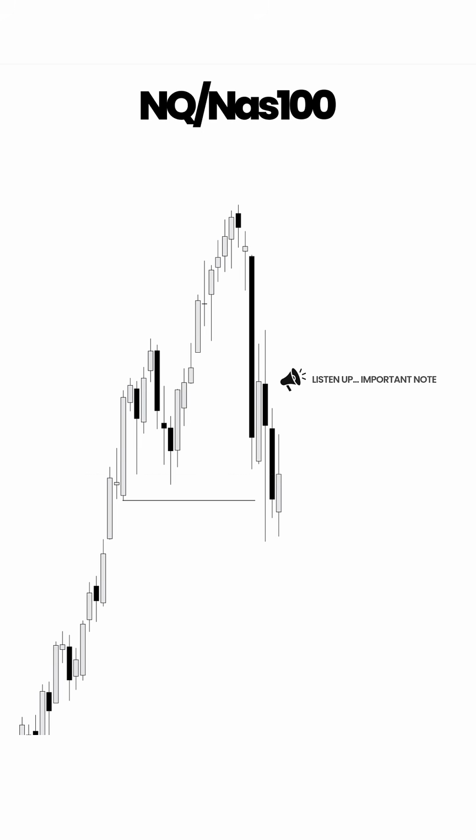Now, the important thing to take away from this is that sweeping the PDL does not give us a trade setup. This is merely used as a confluence. This is where we head down a time frame, in this case the 15-minute time frame, to get a better understanding of what price is telling us.